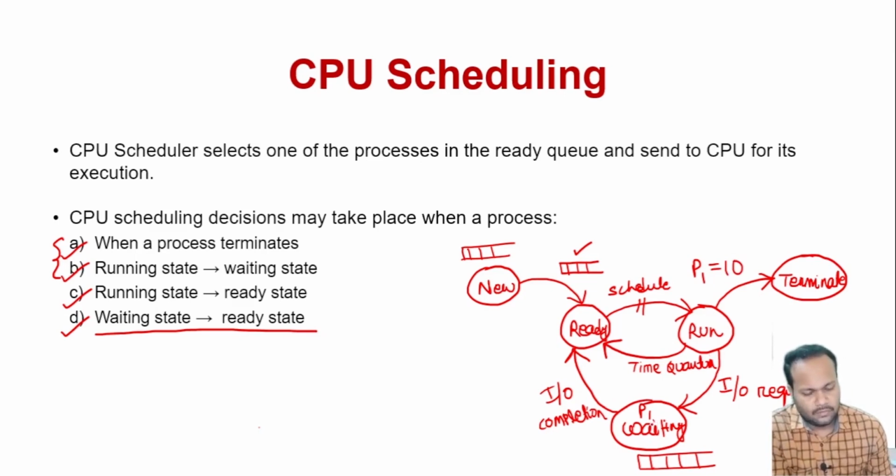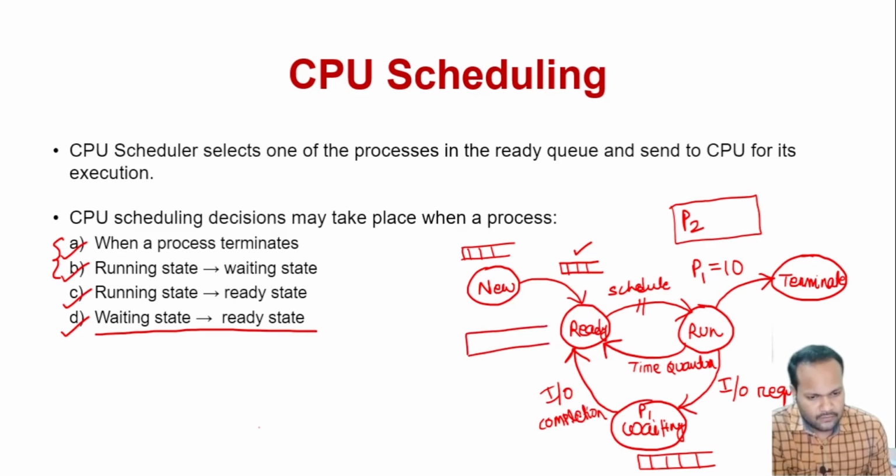Now let's say a process which was waiting in the waiting queue has now completed its IO. Maybe P2 was running previously, and because of some IO request it was waiting in the waiting queue, and during that time P1 is running inside the CPU. Now when P1 is running inside the CPU, let's say during that time P2 has completed its IO. Because it has completed its IO, it will go to the ready queue. So previously P2 was waiting, now it will be added again in the ready queue.